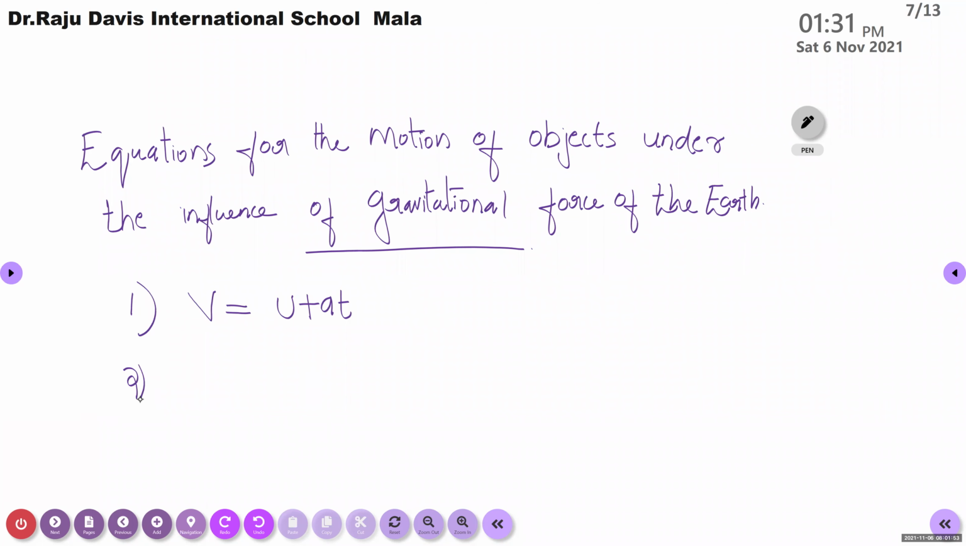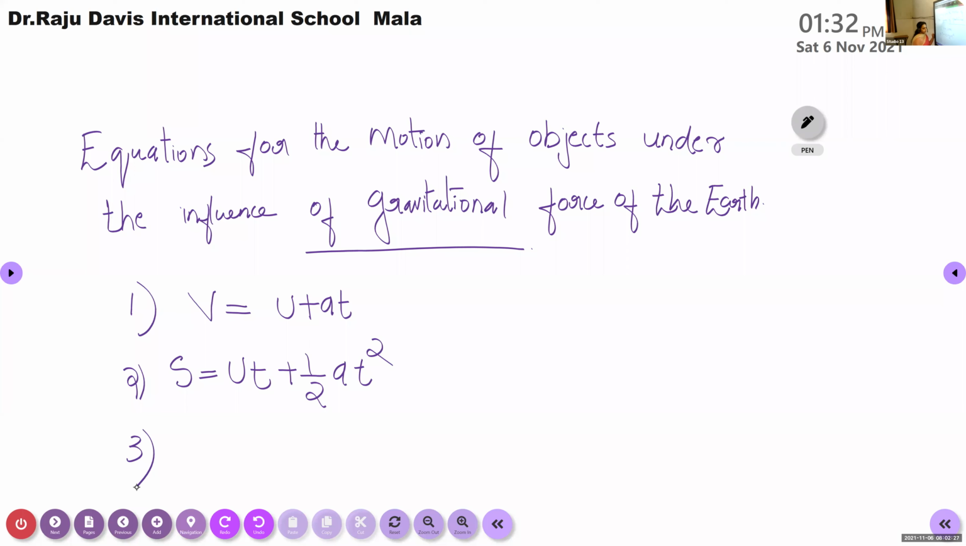Nandana: Ma'am, 2as is equal to v square minus u square. That is our third equation. I need the second equation of motion. S is equal to ut plus half at square. Very good. S is equal to ut plus half at square. What does s stand for? S is distance, u is initial velocity, t is time, a is acceleration. Now I need the third equation of motion.